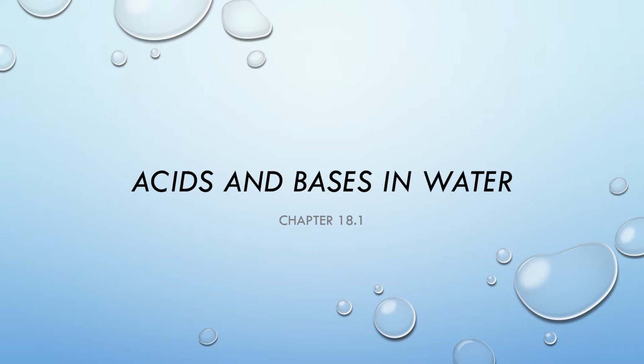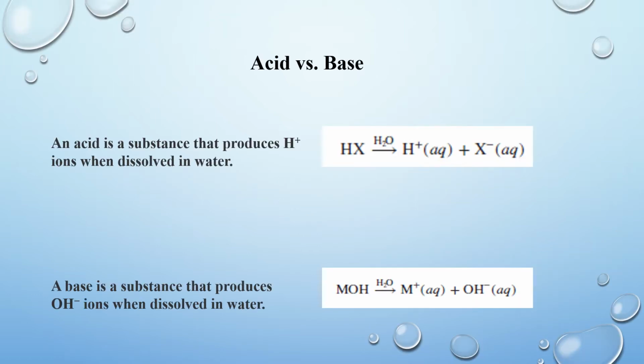So in chapter 18.1, we're going to look at the acids and the bases when they dissolve in water. Let's quickly review the definition for acid and base. We talked about them when we went over chapter 4 last semester. For a compound to be named an acid means that when it dissolves in water, it will dissociate and generate this hydrogen plus ion, which is also called a proton. And for a base, when it dissolves in water, it dissociates and generates this OH anion called hydroxide. Again, proton and hydroxide ion.